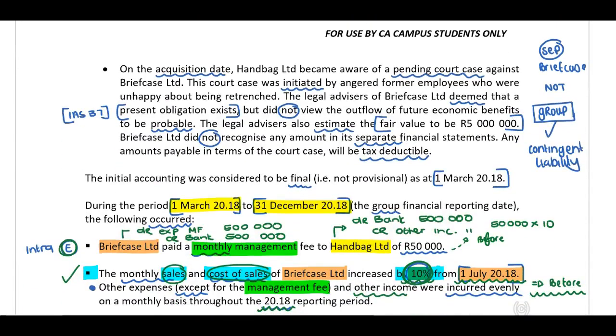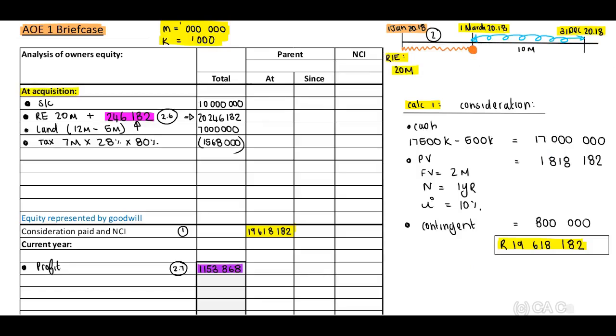Then our contingent liability. Remember, at acquisition, in terms of our group, we need to recognize a contingent liability at fair value, and this is an amount of 5 million. And let's include this in our analysis of owner's equity at acquisition date. This is our contingent liability. Remember, this is a liability, therefore our brackets.